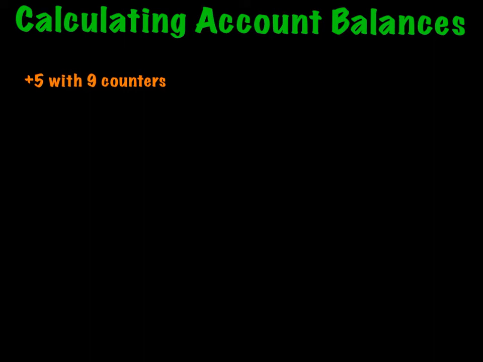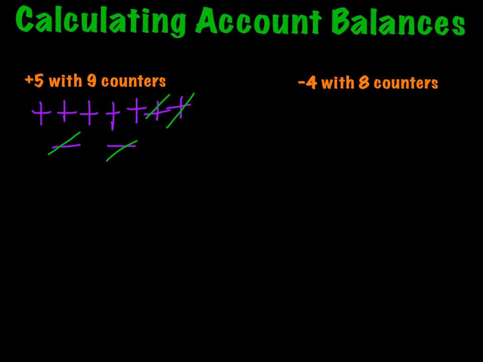This number can be represented by using 7 positive counters and 2 negative counters. In this situation, 2 negative counters counterbalance 2 positive counters, like this. And you can see that we are left with only 5 counters. 1, 2, 3, 4, 5. This is how you would represent positive 5 with 9 counters.